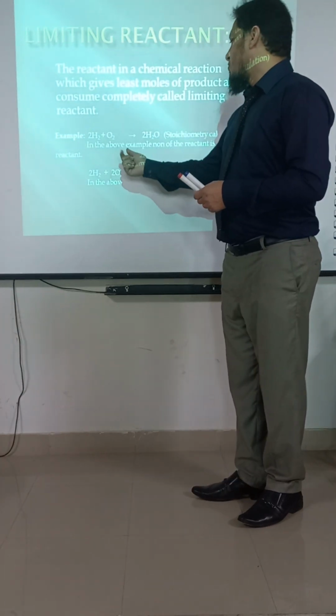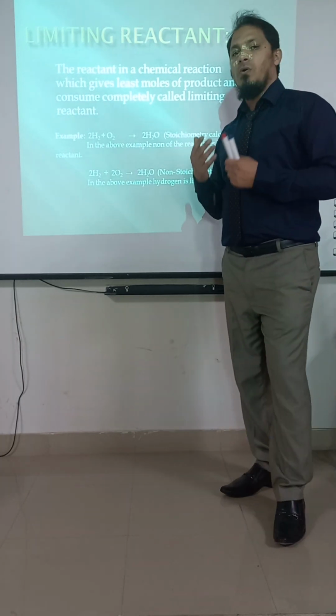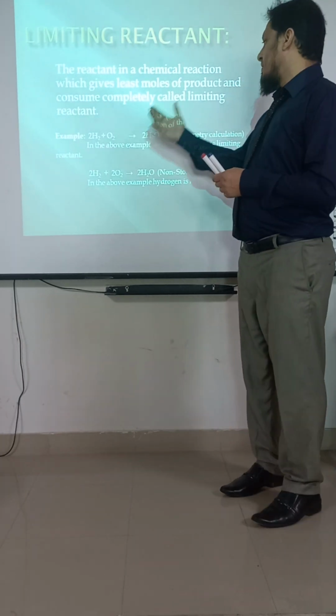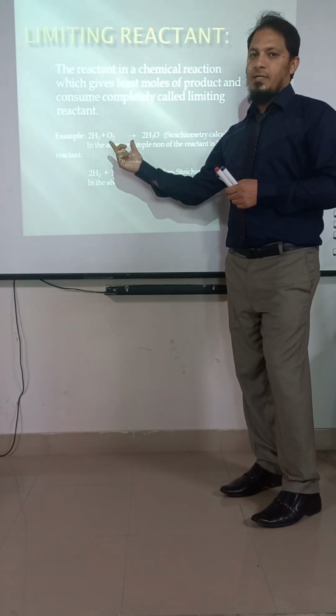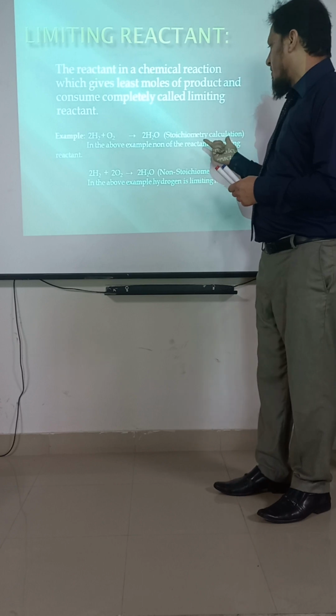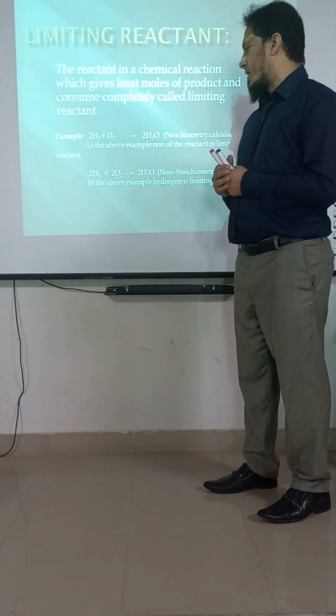In the above example, you will see that none of the reactants is limiting. Why? Because all of the reactants will convert into product. None of the reactants will be left behind. So from stoichiometric calculation, we cannot determine which reactant is a limiting reactant.